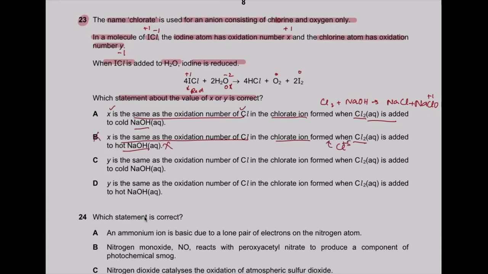So B is wrong. Y is same as the oxidation number of chlorine? No, Y is -1 and over here it's +1. So C and D go wrong. Both are talking about Y. Y is the oxidation number which is -1 and chlorate has an oxidation number of +1. So C and D are also wrong. It means A is the correct answer.